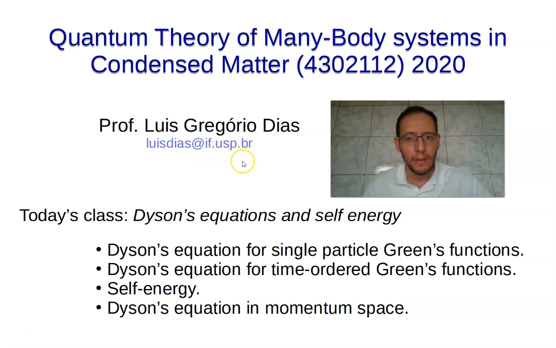So in today's class we're going to go over Dyson's equations and the self-energy. And we're going to start with Dyson's equations for single particle Green's functions we saw in a previous class on Green's functions. Then we're going to go over how we can generalize this equation for time-ordered Green's functions and define the self-energy, both the improper and the proper self-energies, and see how Dyson's equations work in momentum space. And probably we're going to end with a couple of examples. So let's go right into it.